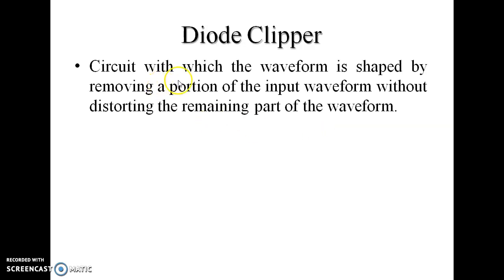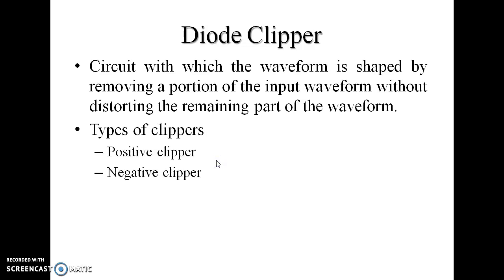Clipper is a circuit with which the waveform is shaped by removing a portion of the input waveform without distorting the remaining part of the waveform. Types of clipper: positive clipper, negative clipper, biased clipper and combinational clipper.